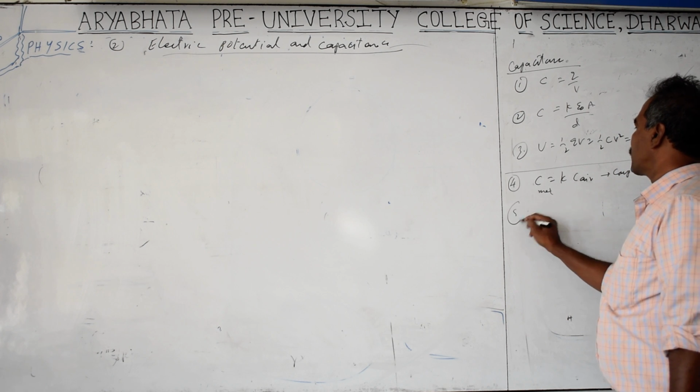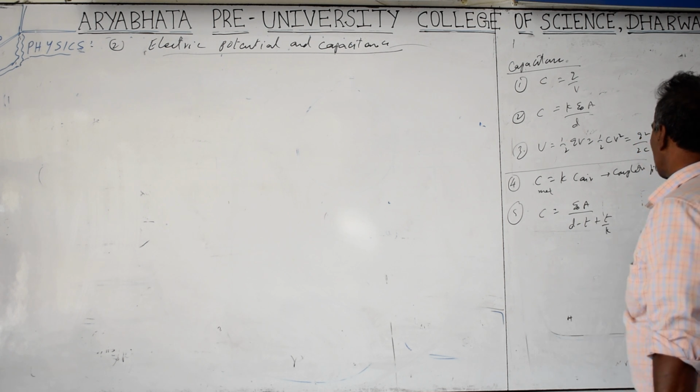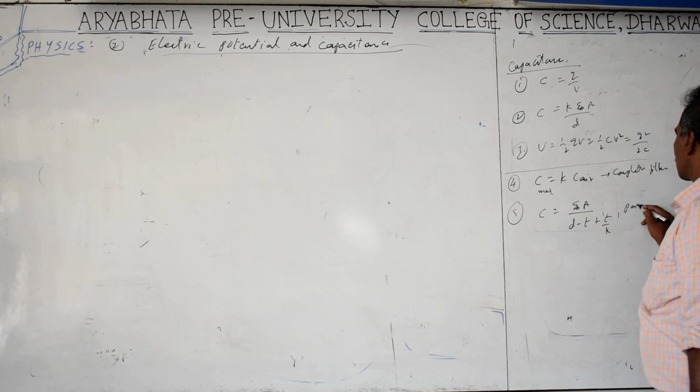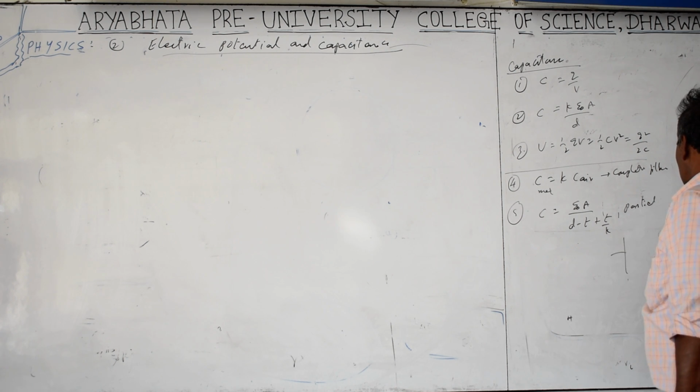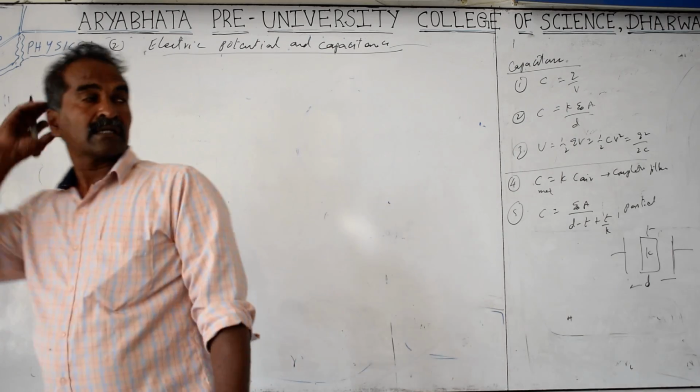In partial filling, C equals epsilon naught A by d minus t plus t by K. This is partial filling. Partial filling means there is an air gap in between. This t is the thickness, and d is the separation of the plates. Other formulas I am going to discuss while discussing the problems.